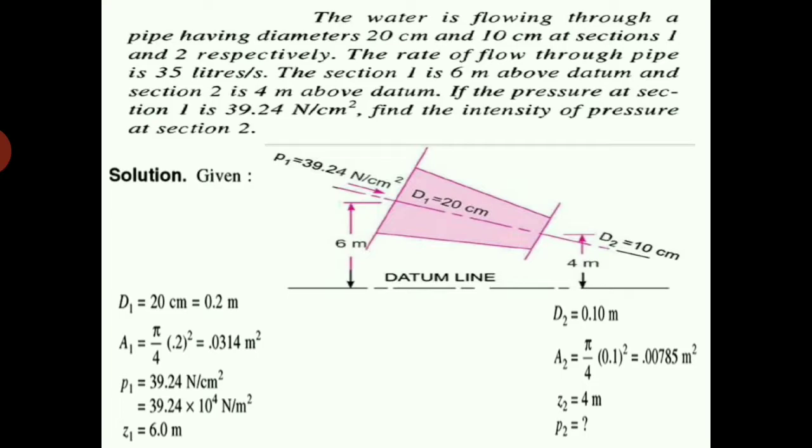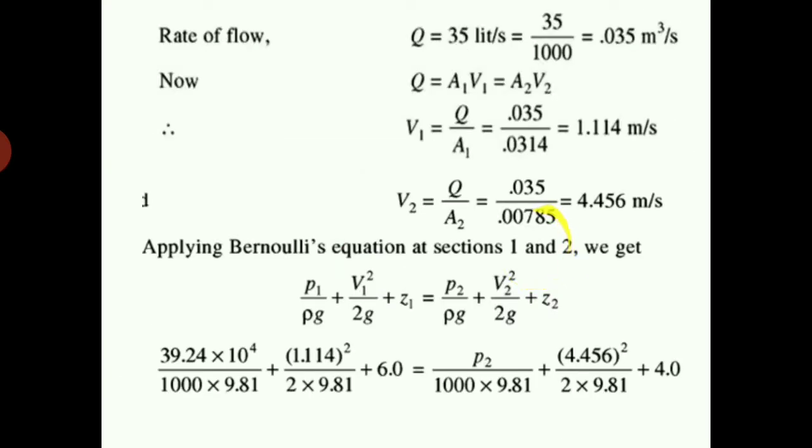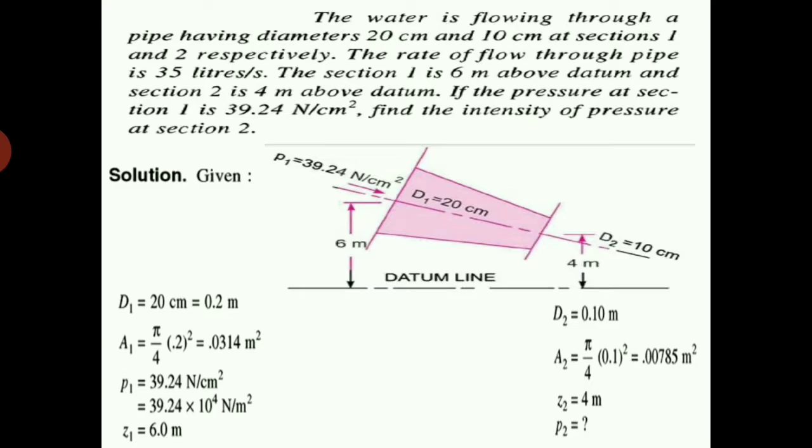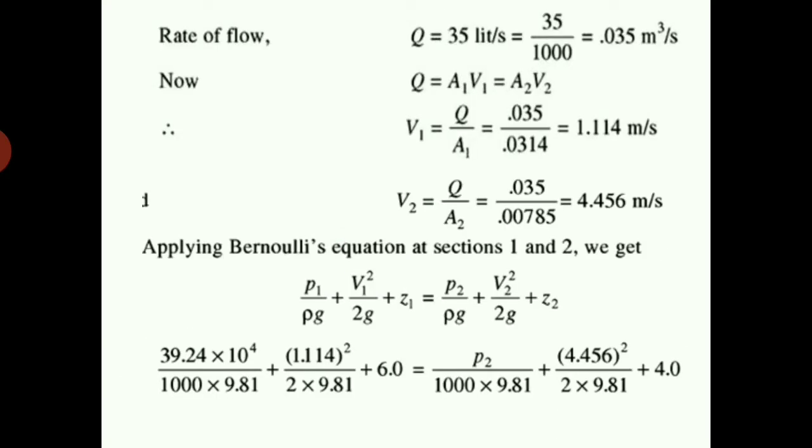Similarly, for the second section, the diameter is given to us. From the diameter, we can calculate the area. Also, the distance from datum is given, that is Z2 is equal to 4 meter, and we need to calculate the pressure at this section. So let us calculate it.